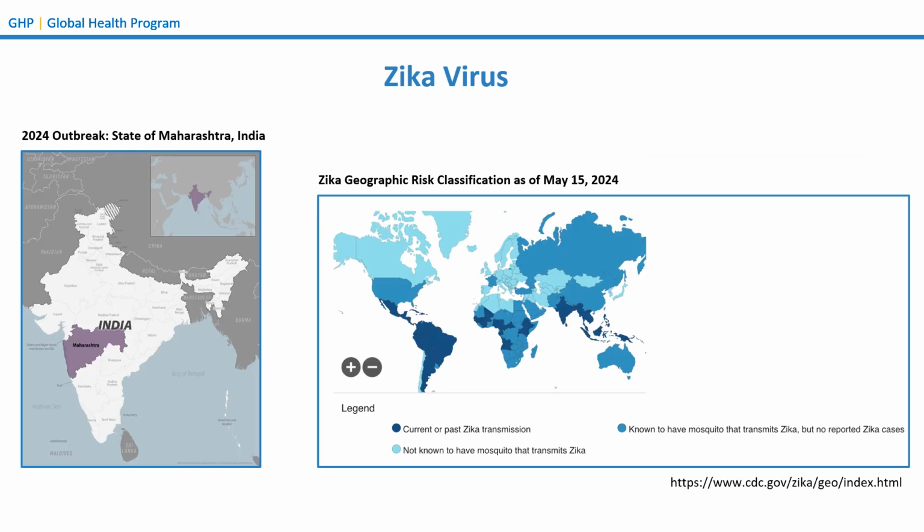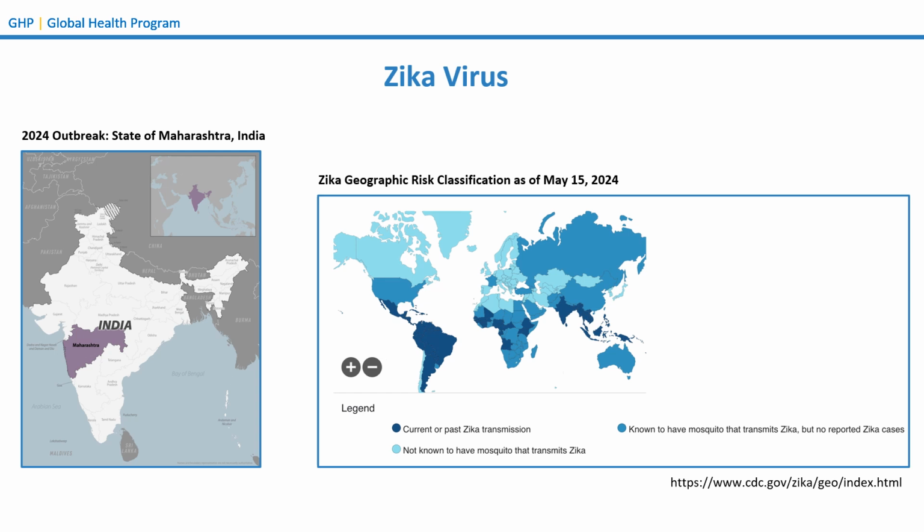This slide shows two maps. So the one on the left is a map of a current Zika outbreak, and that is in one state in India. That state includes the city of Mumbai, actually. And that outbreak has been ongoing probably since the spring or summer of 2024, and there were still cases earlier this fall. The second map shows the Zika geographic risk classification, and that's as of May of 2024.